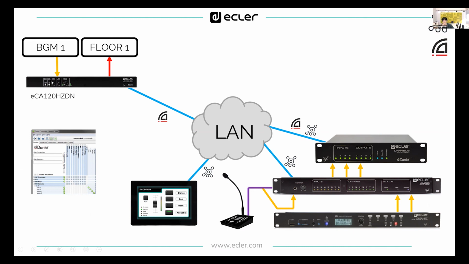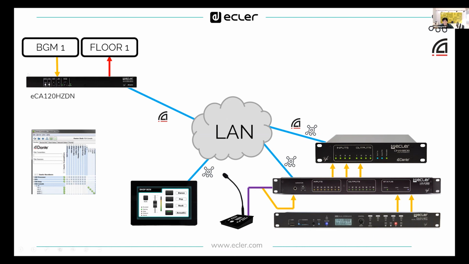And we'll also have a local background music connected to this amplifier. With these buttons on the front panel of the amplifier, you can decide if you want background music playing and Dante as a priority signal. So if a Dante message comes, it will talk over the background music. The background music will almost disappear and you will hear this message.